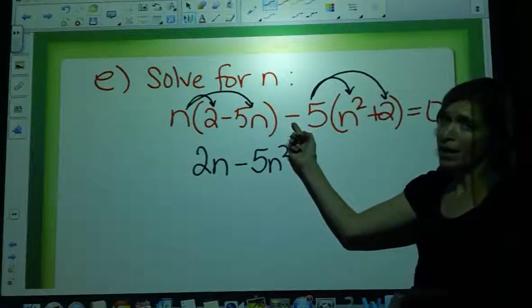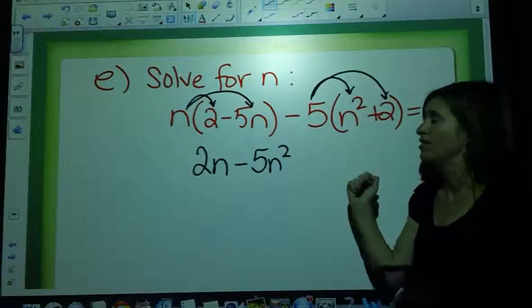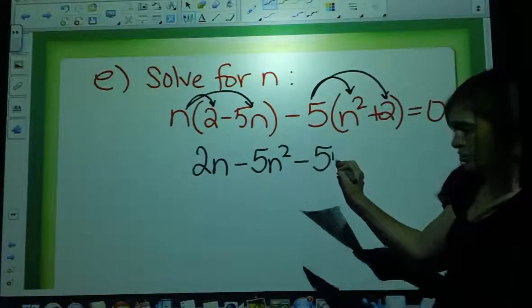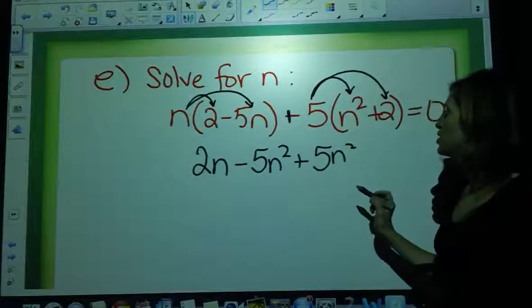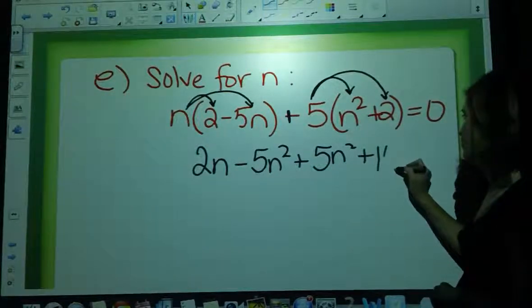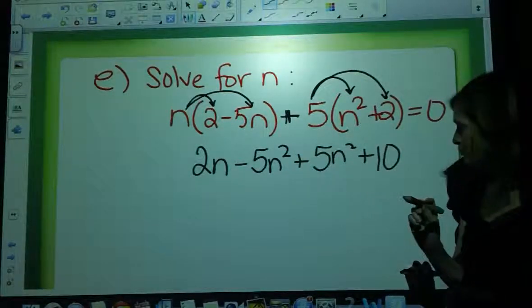Now remember, this is minus 5, but it's also a negative 5. Okay, so because it means plus minus 5. All right, and I'm going to get minus 5n squared. Oops, it was a plus in the problem. I apologize. So that becomes plus 5n squared. All right, and then 5 times 2, which gives me 10. Okay, I apologize. I wrote it as a minus, and it should have been a plus.